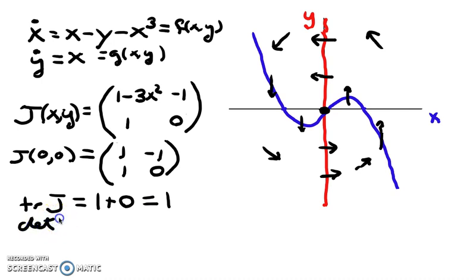And the determinant of the Jacobian matrix is the product of the diagonal entries, 1 times 0, and then we subtract the product of the alternate diagonal. So this would be minus 1 times 1. So the first term is 0. The second term is the opposite of negative 1, or positive 1.